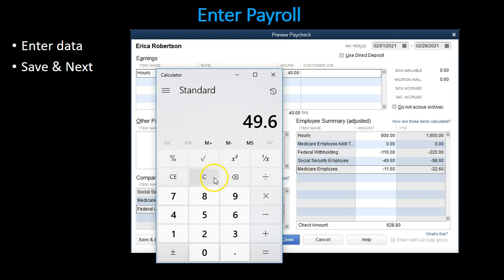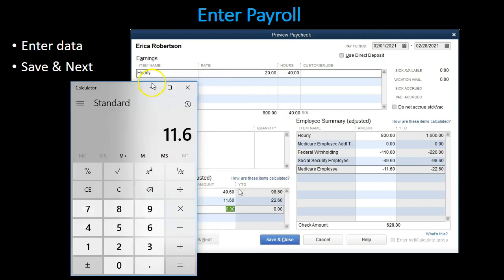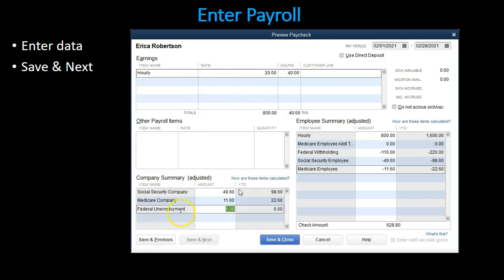So that's good. And then the Medicare, same flat tax. We're going to take the 800 times 1.45% or 800 times 0.0145. That gives us the 11.60. Those same amounts then are also in the company portion over here. We've got to pay another 49 matching the Social Security and another 11 matching the Medicare. So we'll put the same information into Excel. Note the net check is $628.80, even though Erica earned $800. That's how this process will work.